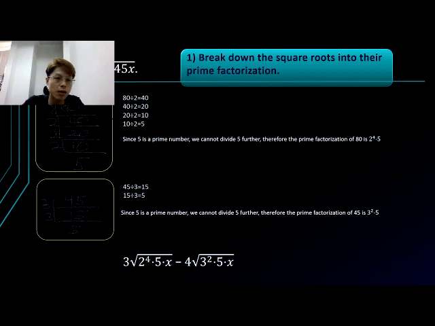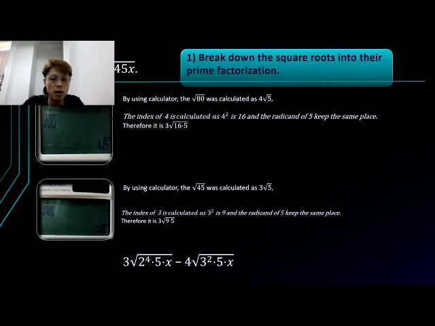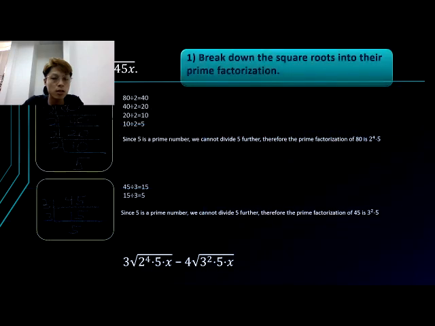Then we use the ladder, the prime factorization ladder. The third method is this one: we can use the calculator to get it. So we start with the first method, without using the calculator.